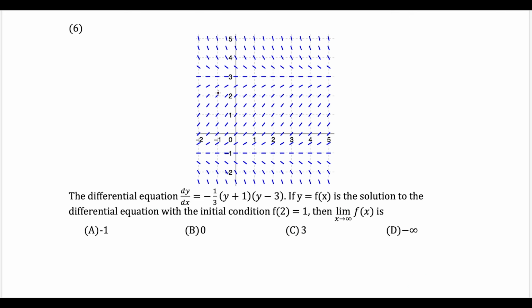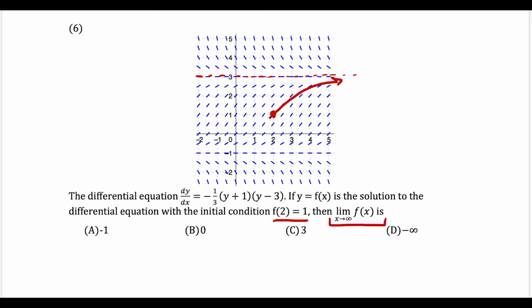So question 6, we have another slope field, and here is the differential equation for the slope field. And what we're told is that y equals f of x is the solution with f of 2 equal to 1. So I'm going to go over here to the point (2, 1) and just plot this point. And now what we want to find is the limit as x approaches infinity of f of x. So following this slope field like this, we're going to be going in this direction, but notice at y equals 3, we have a horizontal asymptote like this. Okay, so here's our horizontal asymptote.